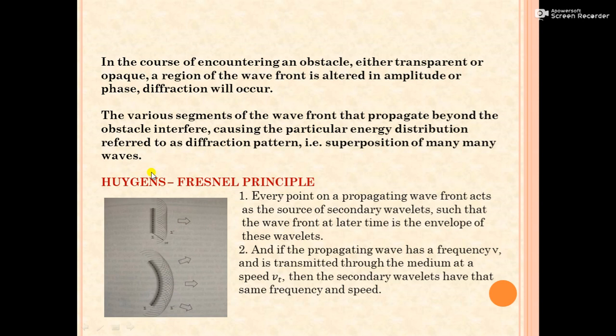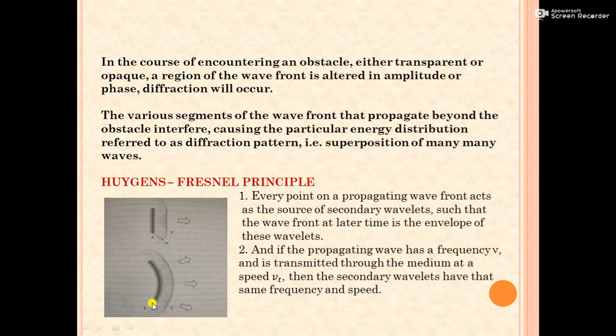As an initial approach to the problem, according to Huygens principle, every point on a propagating wavefront acts as the source of secondary wavelets, such that the wavefront at a later time is the envelope of these wavelets. If the propagating wave has a frequency nu and is transmitted through a medium at a speed v, then the secondary wavelets have the same frequency and speed.